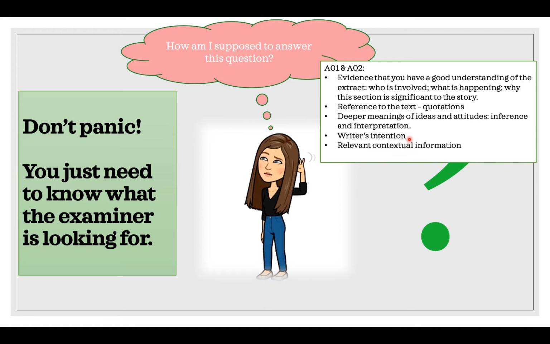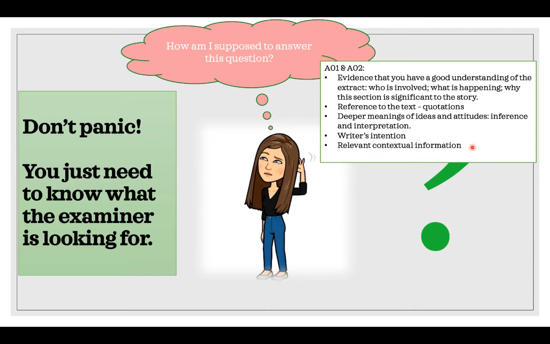Making reference to context would help you with this. So with relevant contextual information, if you are going to mention context, then do make sure that it's relevant to what you've already mentioned. Please don't just bolt on contextual information to the end of a paragraph and say, you know, this is about civil rights.